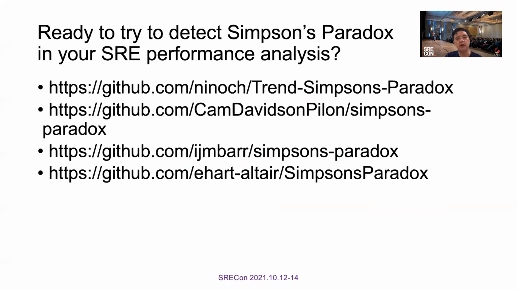If you would like to try it out, there are many GitHub packages you can download to do this kind of analysis. I'm just sharing 4 of them I've looked at. They have different approaches to detect Simpson's paradox in the data.